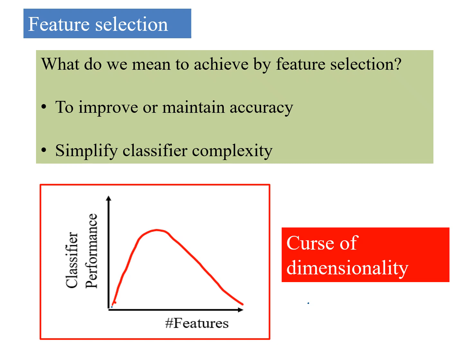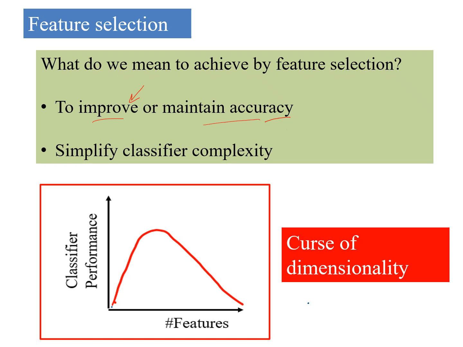And what do we mean to achieve? We can maintain or improve accuracy. That means without loss of accuracy, we are doing with fewer features, or in some cases where overfitting would have occurred, or we had noisy features, noisy features meaning irrelevant features, then we improve accuracy. And we simplify classifier complexity by reducing the computations. So this is what we are aiming to achieve.